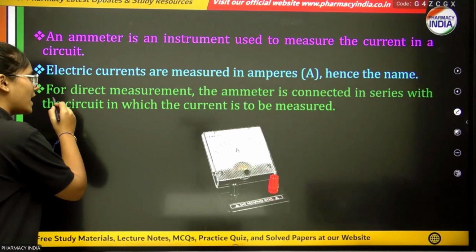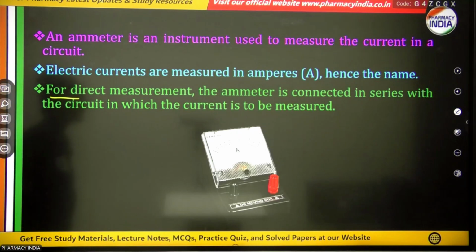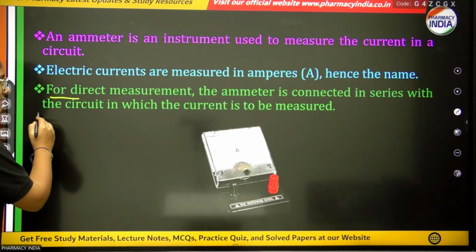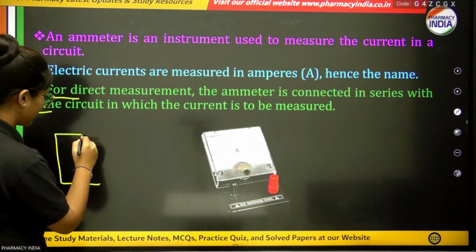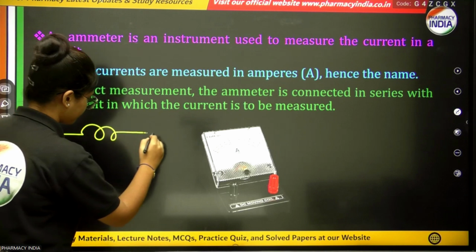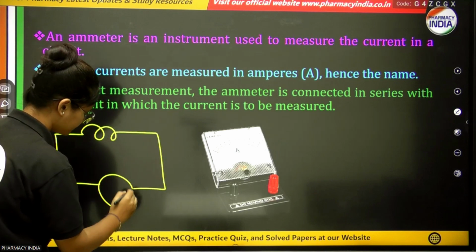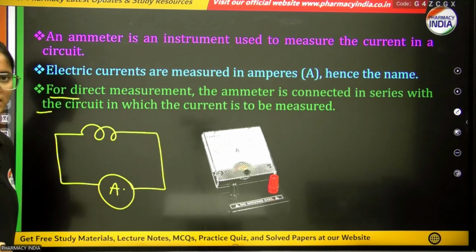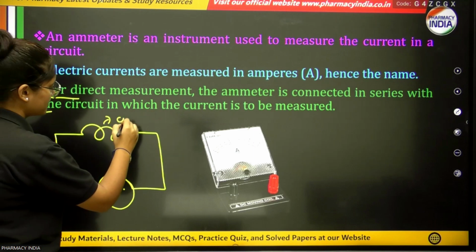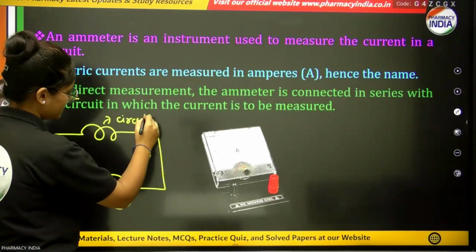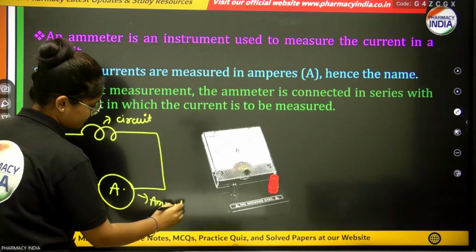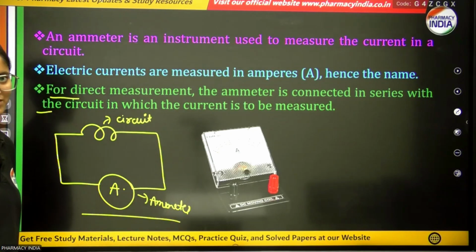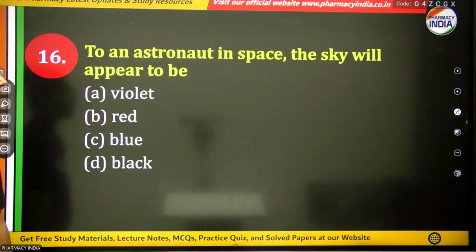Clear? For direct measurement, the ammeter is connected in series with the circuit in which the current is to be measured. Let's draw a very rough diagram. Clear? Mainly this is the circuit, and this is the ammeter. It is a series connection. Clear? Series connection. Okay. Next question.